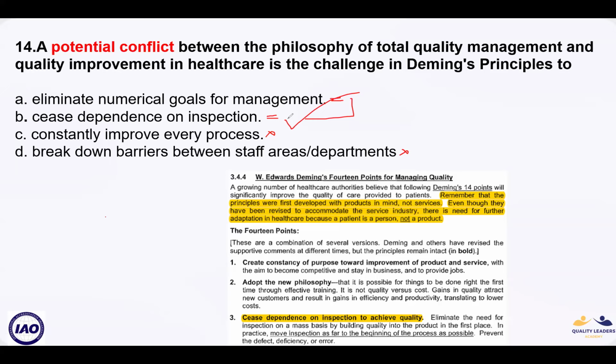Even though Deming talks about ceasing dependence on inspection, we still depend on it with our audits, chart checks, reviews, external surveys, etc. Right? So these are all inspection-type controls, whereas ideal TQM says no to all these things.